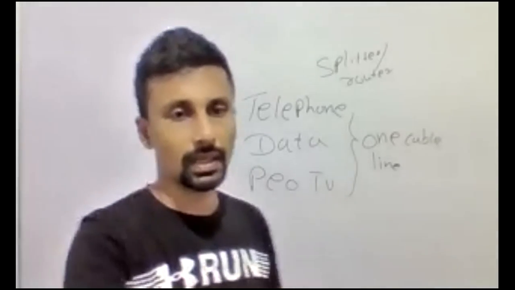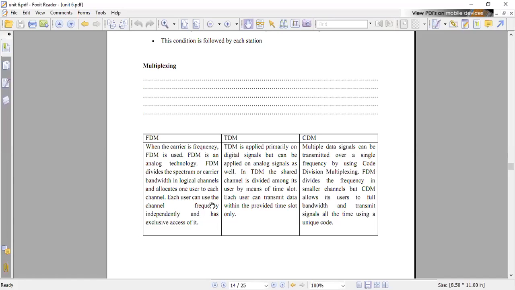We'll go through the tube. Get back to the tube. So I have given frequency division multiplexing. We'll read that. When the carrier is frequency, FDM is used. FDM is an analog technology. Divide the spectrum or carrier bandwidth in logical channels. Logical means it's not dividing physically. Logically it's dividing.